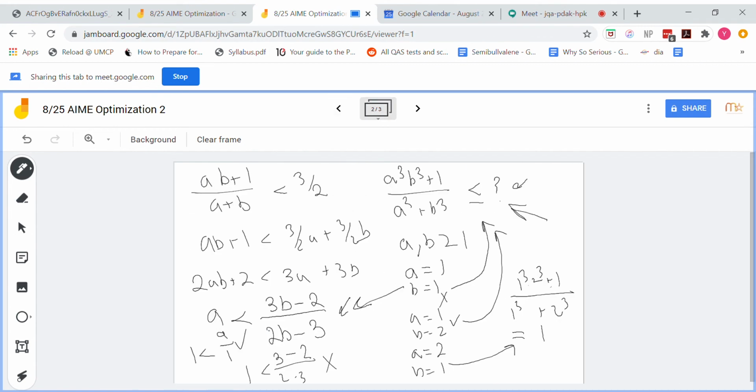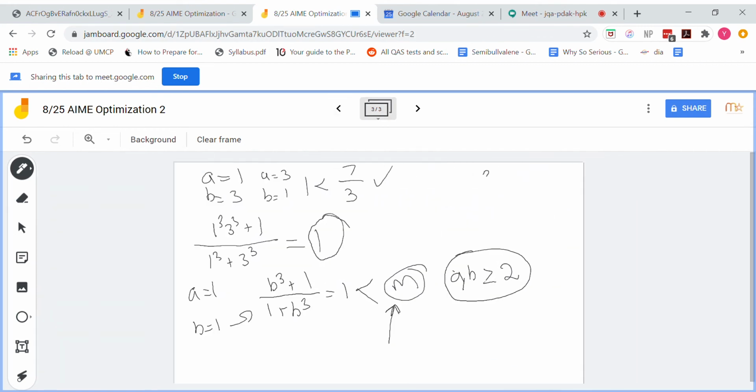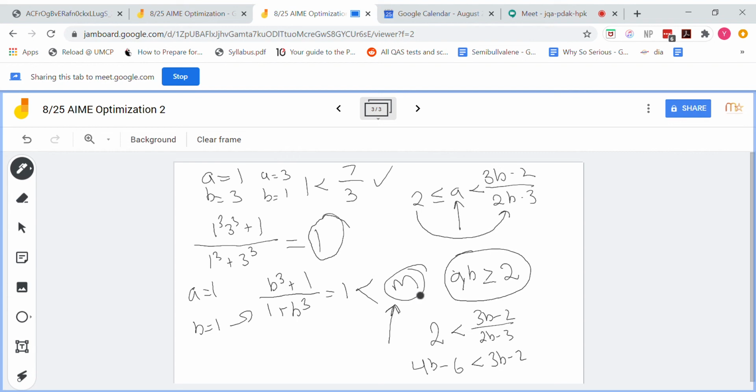and look at the condition that they gave us, we have (3b minus 2) over (2b minus 3) is greater than a. So if a is greater than or equal to 2, then we have an inequality for b. And so if we have 2 is less than (3b minus 2) over (2b minus 3), this gives us 4b minus 6 is less than 3b minus 2, which gives us b less than 4.